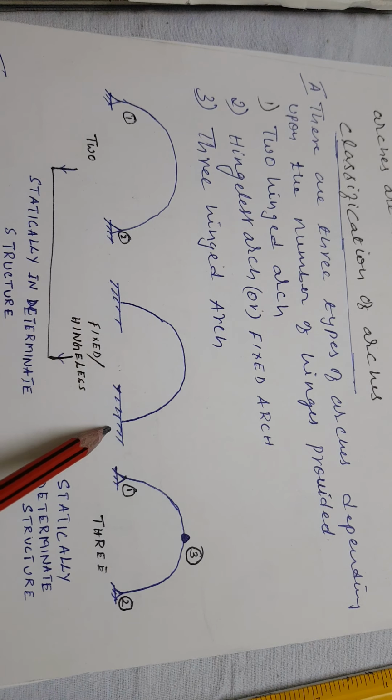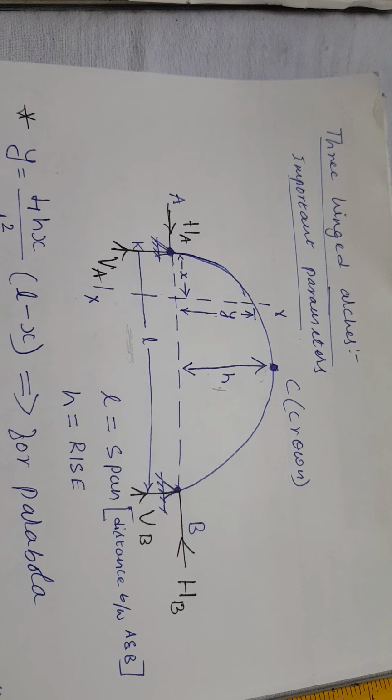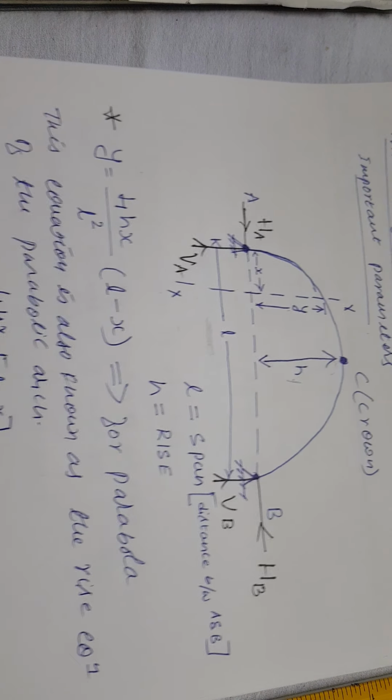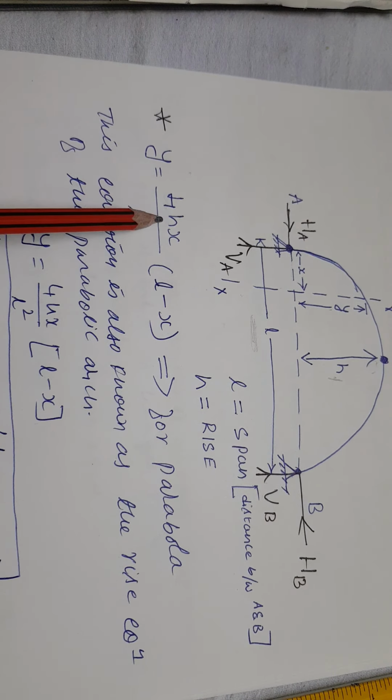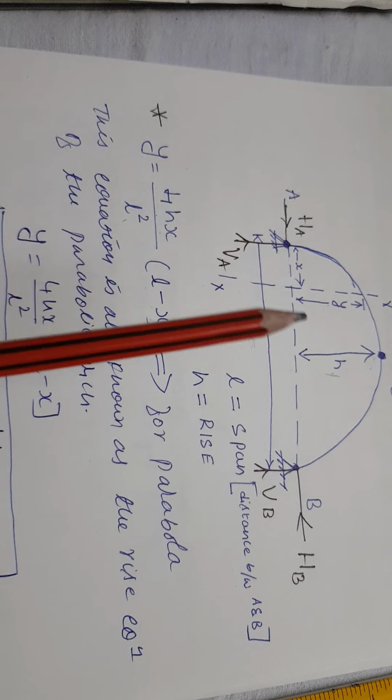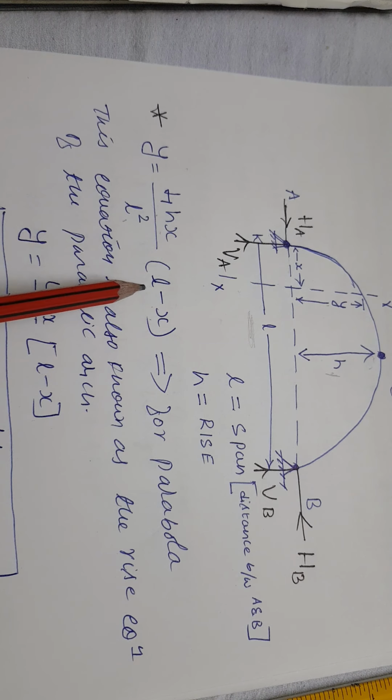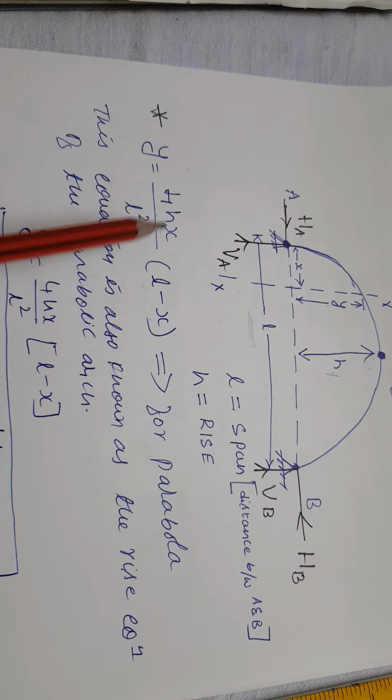So where y is a vertical distance with respect to a reference axis, here I am considering xx, it is derived that y will be equal to 4 times the rise multiplied by the horizontal distance x divided by the square of the total span, the whole multiplied by L minus x, where x is a horizontal distance with respect to the reference axis xx, L is the total span, and small h is the rise. That is what is shown.